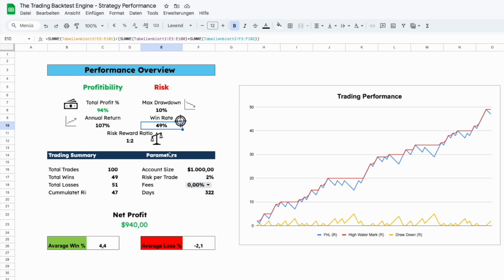What really pushed the results is the risk-reward ratio of 1:2. That means our average win came in at plus 4.4%, while our average loss was only minus 2.1%. Even the maximum drawdown stayed limited at just 10%. Of course, keep in mind that these results are backtested and performance can vary in live conditions. But overall, this strategy has shown itself to be both profitable and stable.